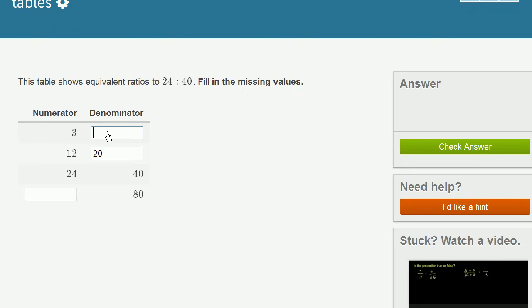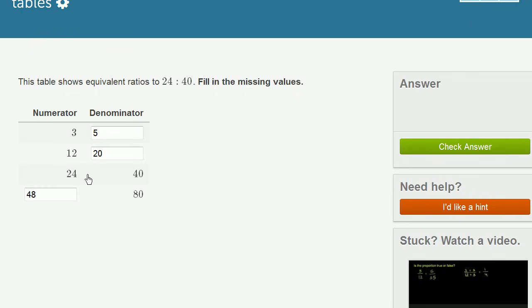And then we could go up here. If you compare the 3 to the 12, to go from 12 to 3, you have to divide by 4. So in the numerator, you're dividing by 4. So in the denominator, you also want to divide by 4. So 20 divided by 4 is 5. And then we have one more to fill in, this numerator right over here. And we see from the denominator, we doubled the denominator. We went from 40 to 80. So we would double the numerator as well. And so you would get 48.